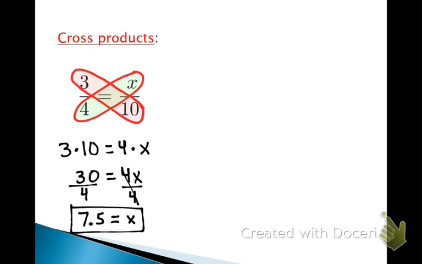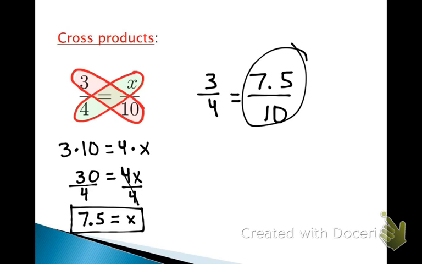When you're doing cross products, there is a way to check it. Basically, I can re-plug back in what I've got. I had 3/4 equals x over 10. I figured out what x is. What is x? 7.5. So I could do 7.5 over 10. Plug this into your calculators. What is 7.5 over 10? What was it? 3/4. So when you reduce 7.5 over 10, it equals 3/4.